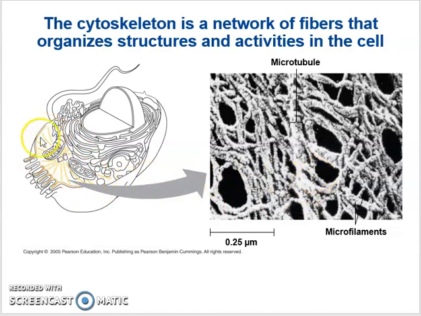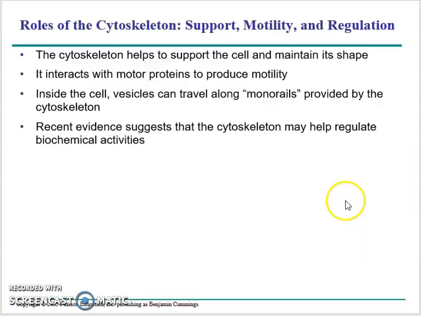So, you can barely make it out in this picture. I think it's much better than I could draw, though. And if you were to zoom in on that, it would look like this, just this meshwork of protein filaments that allows the cell to organize itself on the inside and also gives it some support. So, in addition to support, which is the first bullet point here, it also can interact with what are called motor proteins to produce motility.